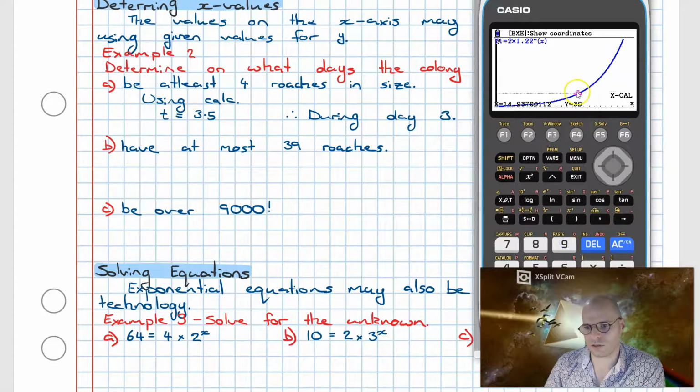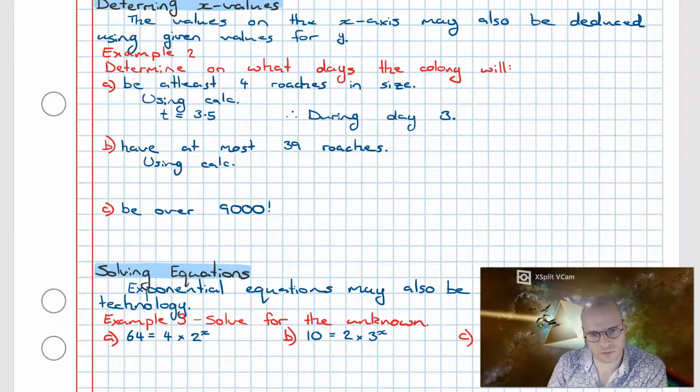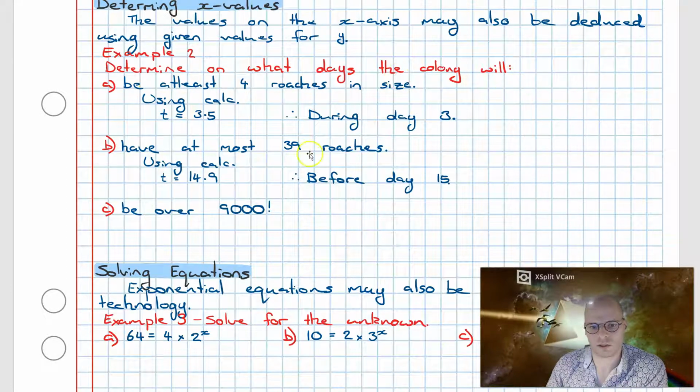Alright, so this occurs on day 14.937. So what we get is that when the cockroach population is 39, it's on day 14. So the question is, determine on what days the colony will have at most 39 roaches. So that's inclusive of all days before day 15.